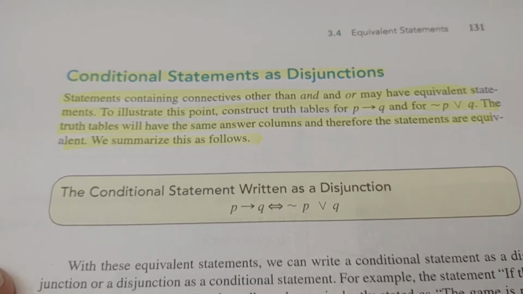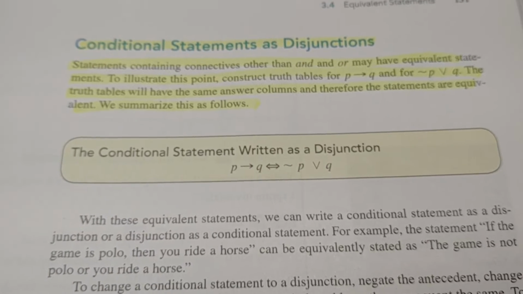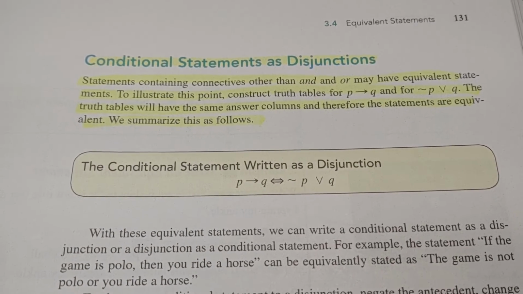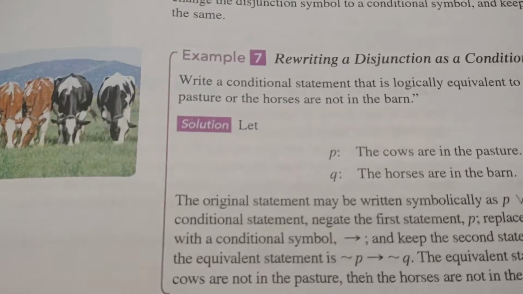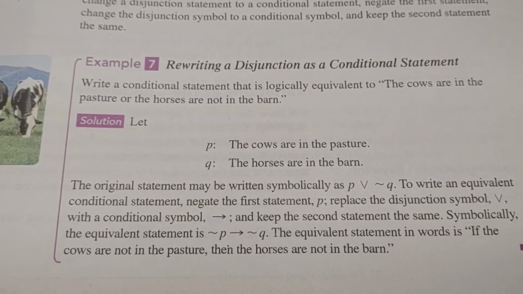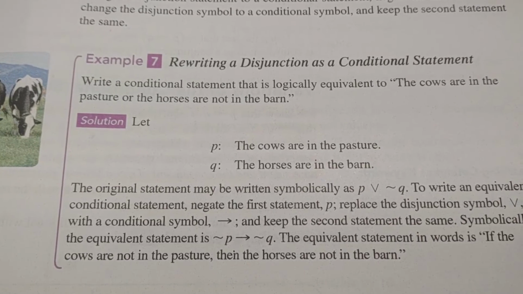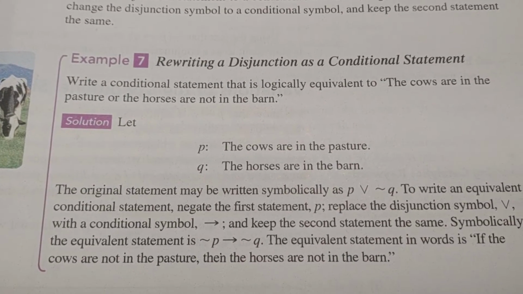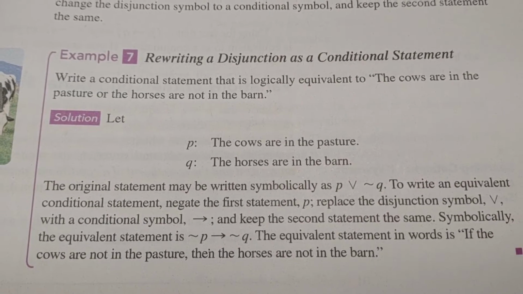We summarize this as follows. A conditional statement written as a disjunction: P conditional Q biconditional negated P or Q. If you look at example 7, it says rewriting a disjunction as a conditional statement. So, write a conditional statement that is logically equivalent to the cows are in the pasture or the horses are not in the barn.